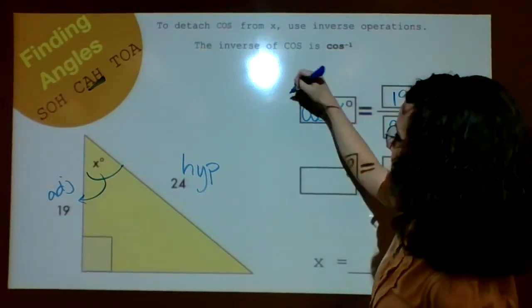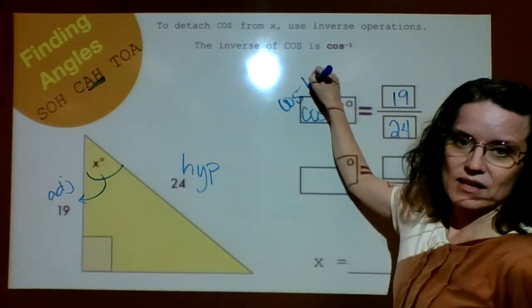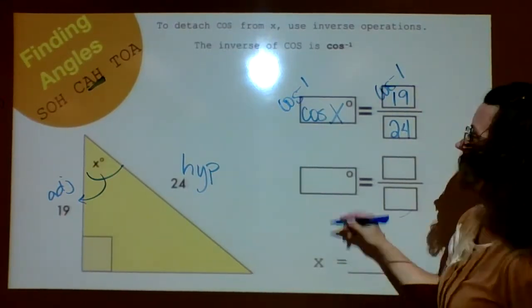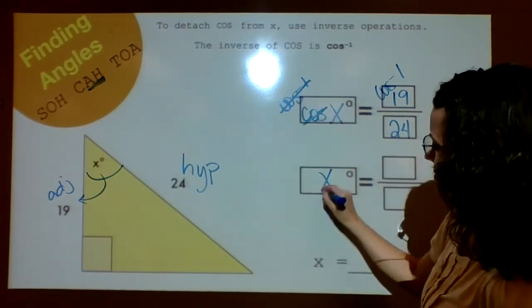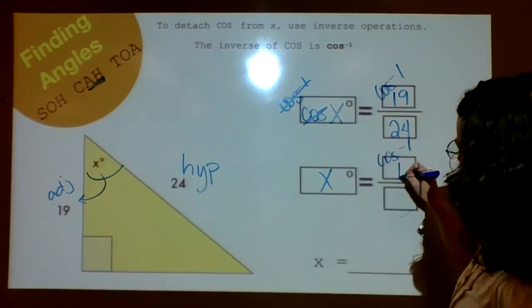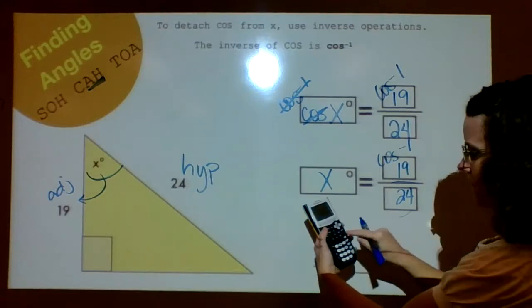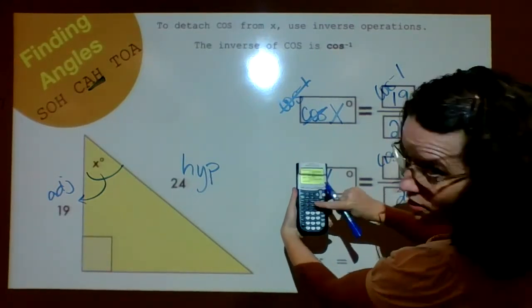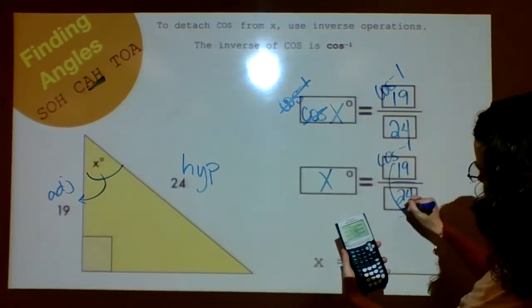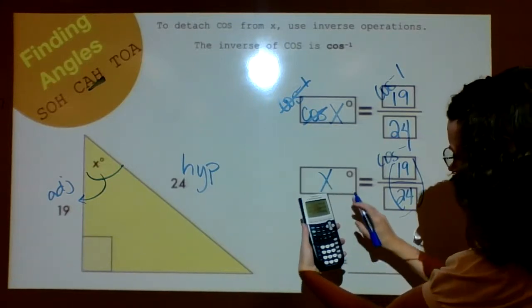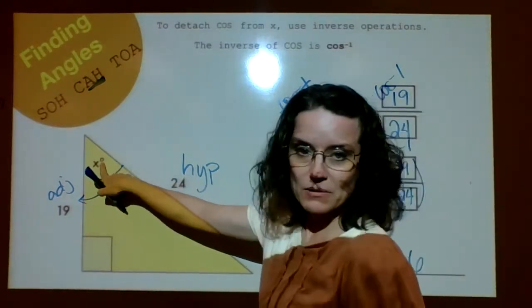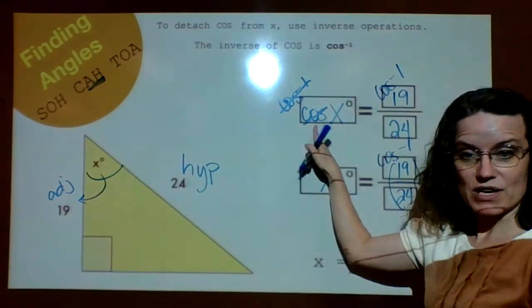So to remove the cosine, I'm going to use the inverse cosine. But if I inverse cosine the left, I've got to inverse cosine the right. And so the cosine and the inverse cosine cancel out. I'll just be left with x. Over here, I know to put in the inverse cosine of 19 over 24. So I'm going to second and cosine, and then I'm going to put in 19 24ths as the number inside the parentheses, hit enter, and I get x turns out to equal 37.66. So I found my angle using the inverse operation for my cosine.